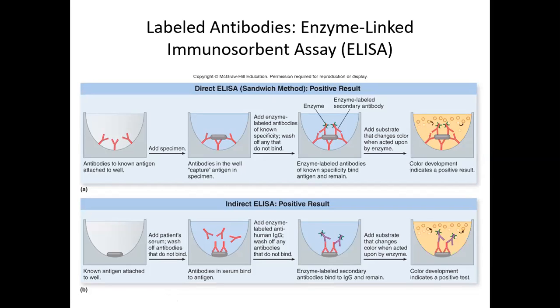Honestly, you could probably do either type of ELISA for different antigens. It's just, are you using the labeled antibody to bind to the antigen, or are you labeling the secondary antibody? It just differs in which one's the visual cue, or which one's the visual antibody.